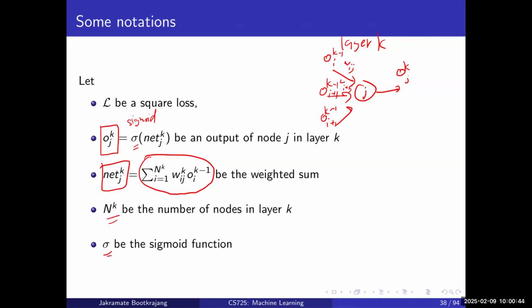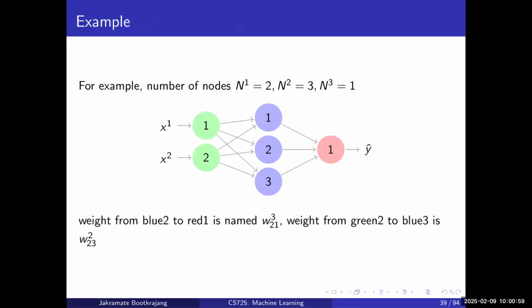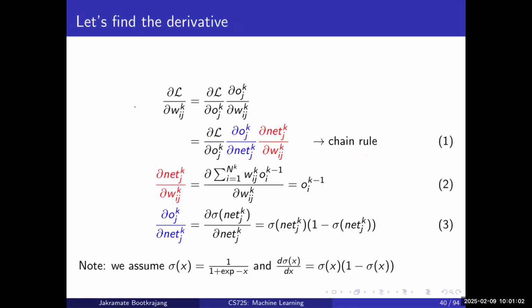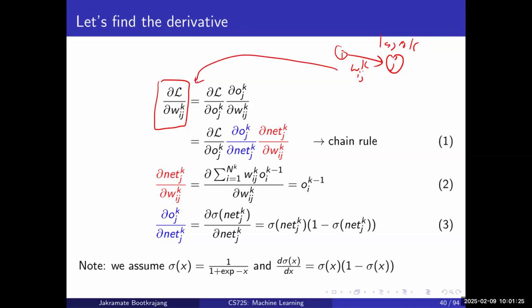So we have this setup, right? And now we can write the loss function as a function of each of these. We want to find the derivative of the loss function with respect to the weight from i to j in layer k, right? So we have node j, we have node i, we have layer k, and we want to find the derivative with respect to this weight.